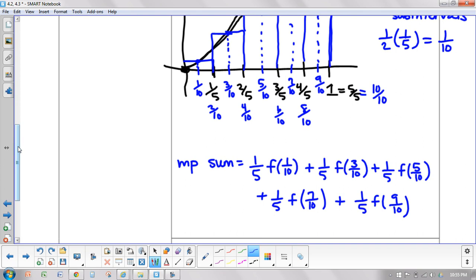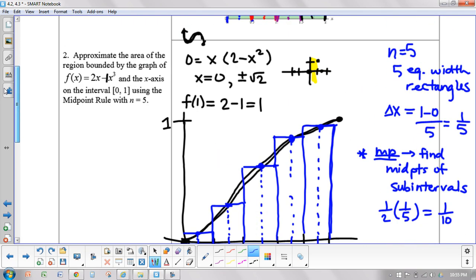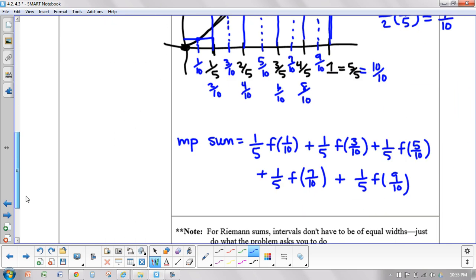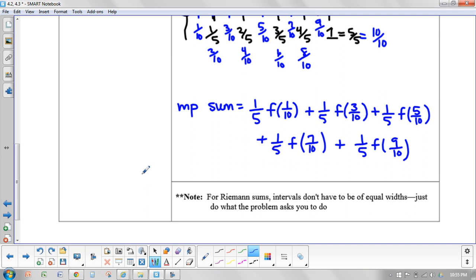Okay. Figuring out this would be a little more frustrating with the 2x minus x to the third, going back to this function. It would be frustrating by hand. Could they make you do it? Maybe once, yeah. But feel free to use your calculator to add up those computations.